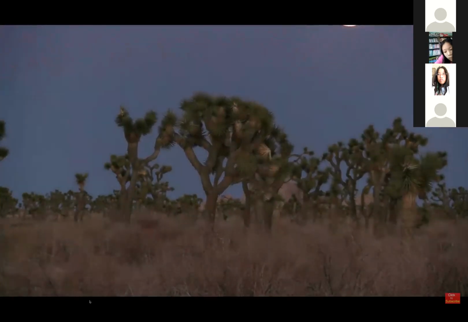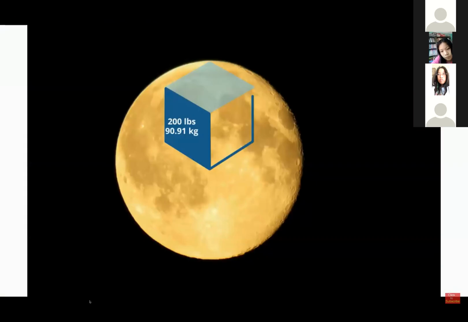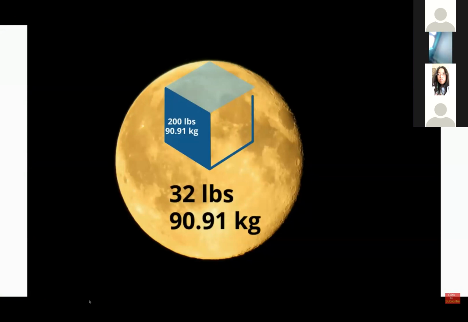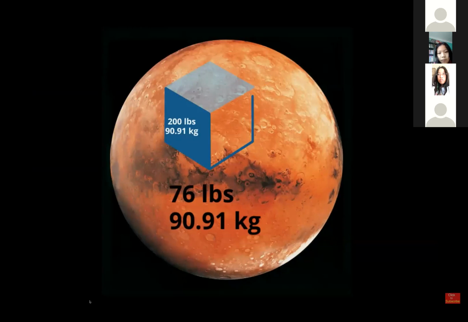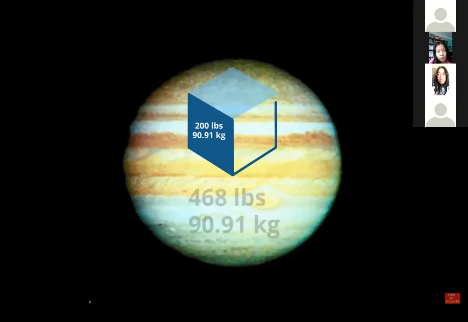If a cube has a mass of 90.91 kilograms and a weight of 200 pounds on Earth, it will weigh 32 pounds on the moon, but still has a mass of 90.91 kilograms. On Mars, the cube would weigh 76 pounds, but it still has the same mass of 90.91 kilograms. On Jupiter, the cube weighs 468 pounds, but still has the same mass of 90.91 kilograms.